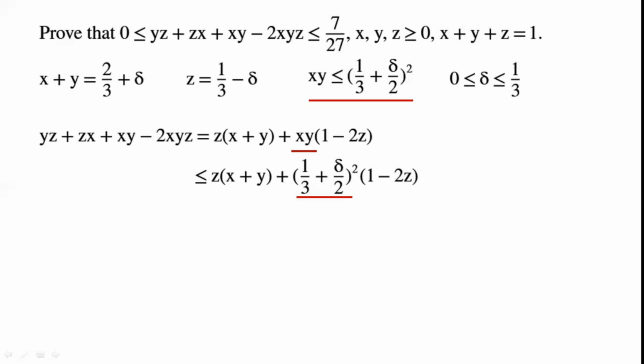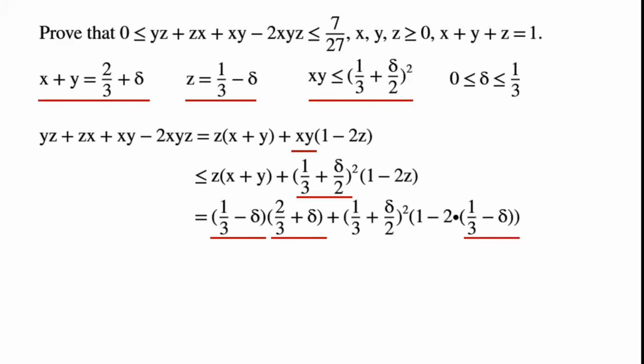So we can now write: less than or equal to z times (x plus y) plus (1/3 plus delta over 2) all squared times (1 minus 2z). Now we substitute z, and substitute x plus y, and substitute z again.